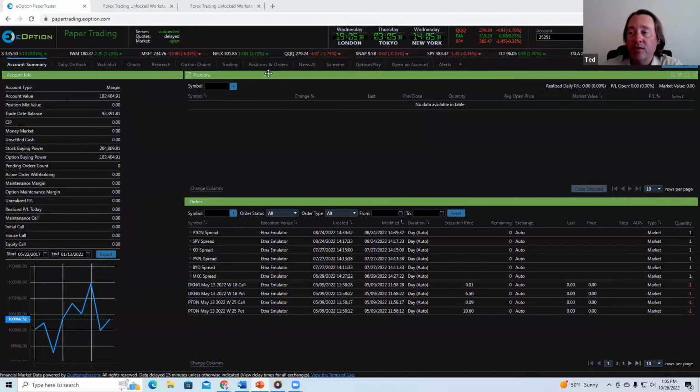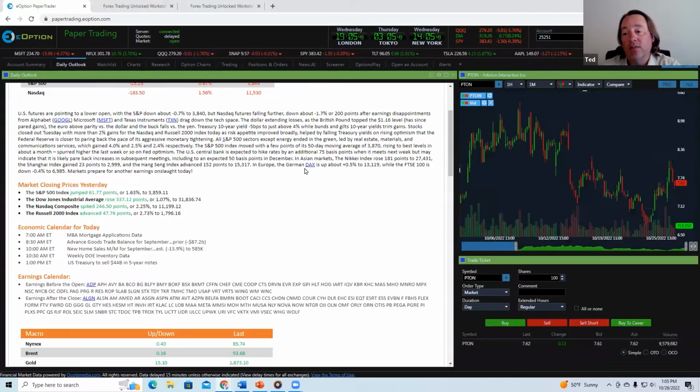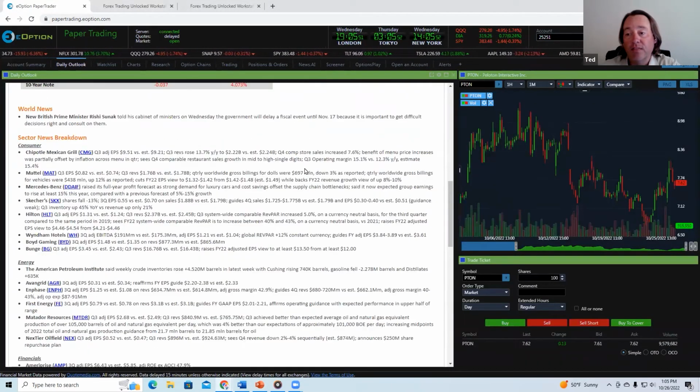There's a screener and a couple of other things on here that we're not going to get to, but we are going to use the positions and orders, the trading, the options chain, and also the daily outlook. We're going to start with the daily outlook to pick a stock or two from this little list.